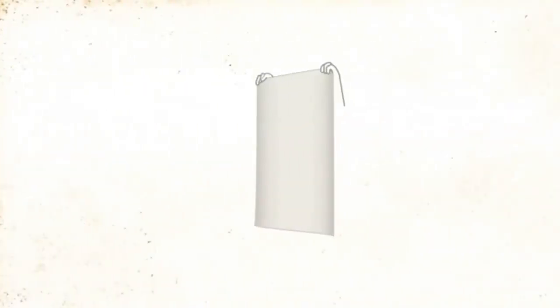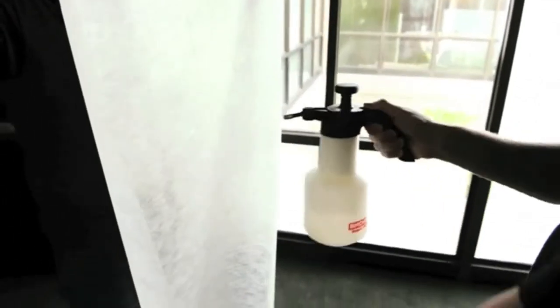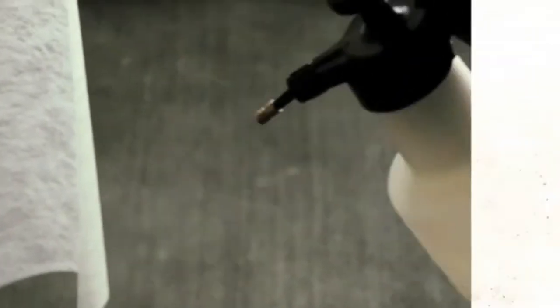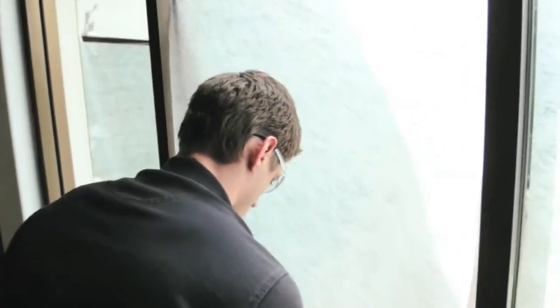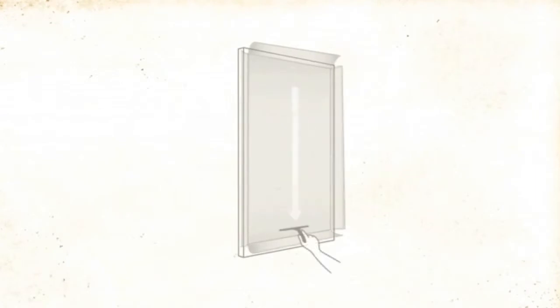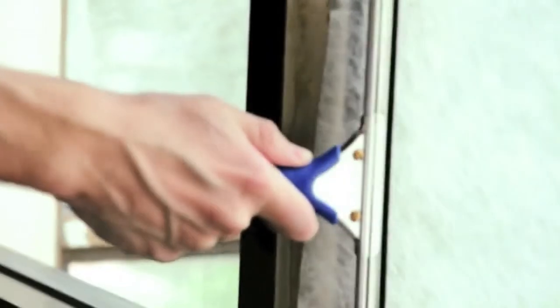Next, unravel Gecko while a second installer sprays it with the water solution. Attach the Gecko textile to the window and position it without exerting any pressure. Squeeze out the excess water between the Gecko textile and the window pane. For best results, wipe the Gecko in a T formation. This is to avoid any further water or dust particles being lodged under the fabric.